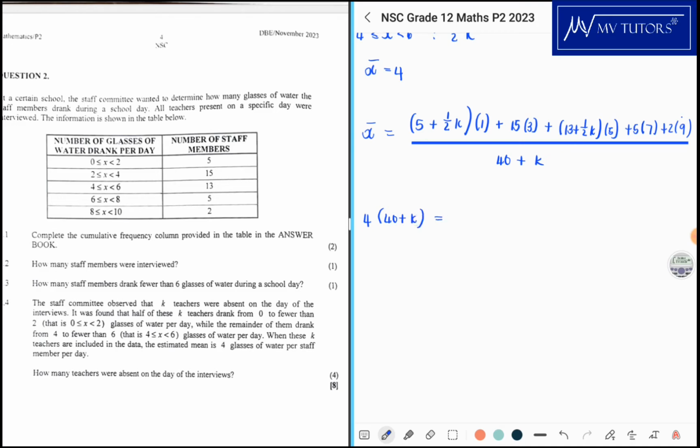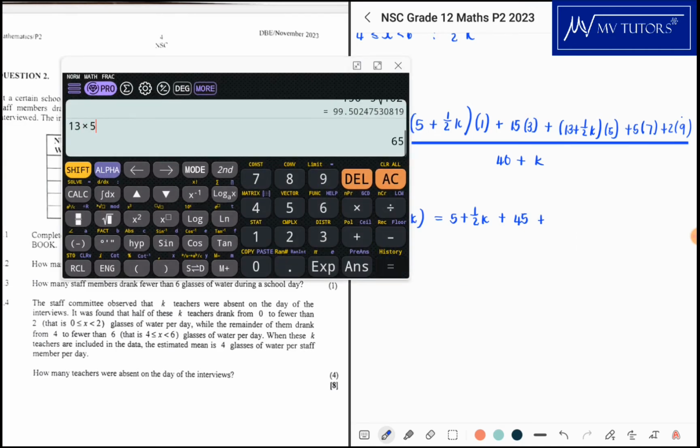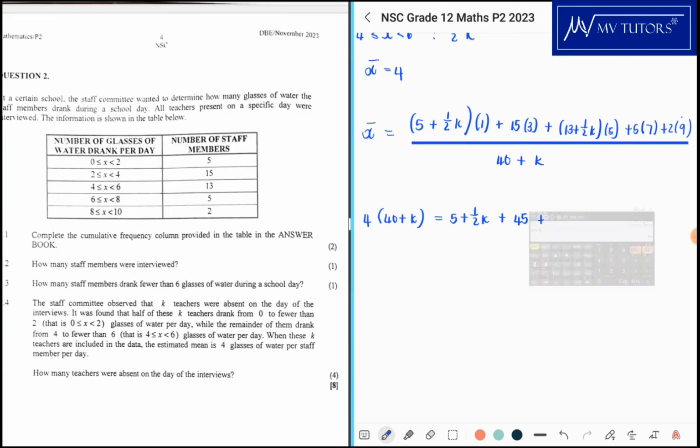And then we have 5 times 1, which is just 5, and then half K times 1, that's just half K. 15 times 3, use the calculator if you have to, 45. 13 times 5, I'm not sure what that is. So yeah, 65. So I have 65 plus 5 times half K, that's just 5 over 2K. And then 5 times 7, that is 35. 2 times 9, that is 18.